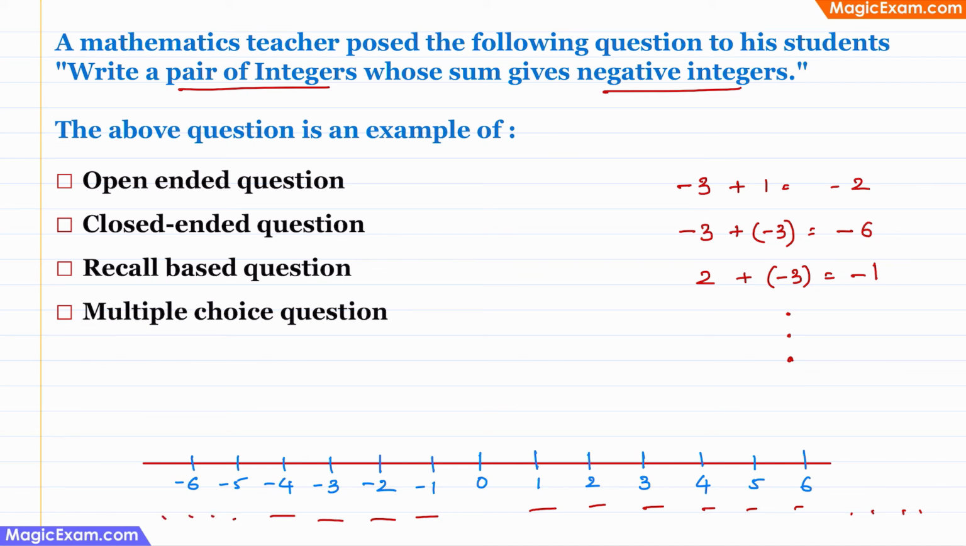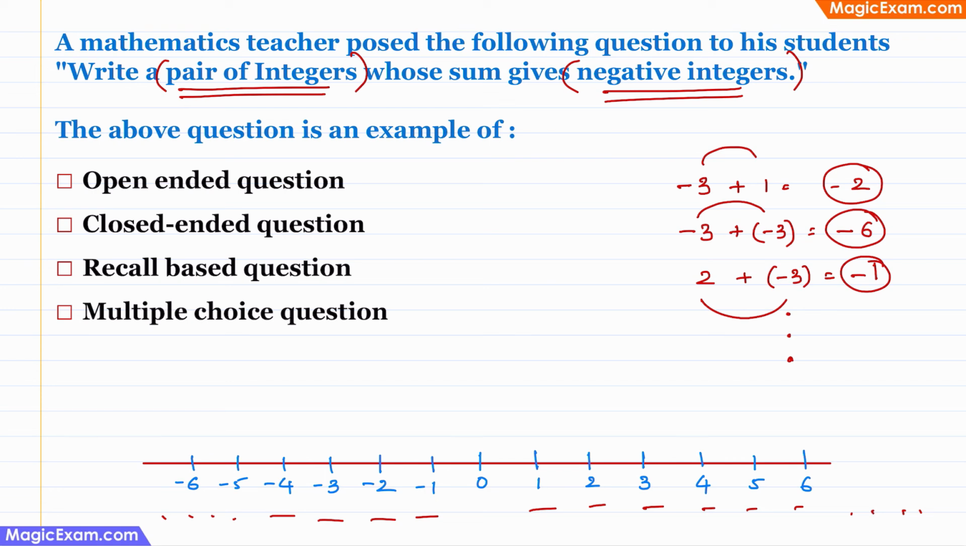So if you ask a student, write a pair of integers whose sum gives negative integers, then there can be any number of pairs of integers whose sum will give negative integers. For example, minus 3 and plus 1 will give minus 2, which is a negative integer. Minus 3, and if you add minus 3 to it, you'll get minus 6, which is a negative integer. 2, and if you add minus 3 to it, you'll get minus 1. So this is also a negative integer. So you can write any number of integers, which means that this question can have any number of answers. If a question has more than one correct answer, then that is an open-ended question. Therefore, this is an example of an open-ended question.